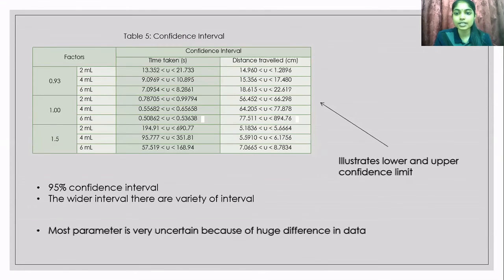Confidence interval. This table illustrates the lower and upper confidence limit. We have a 95% confidence interval. As we know, the wider the interval, the more variety there is in the interval. In this experiment, the parameters are uncertain because we have a huge difference in data.